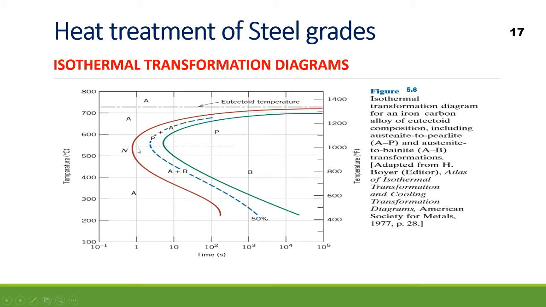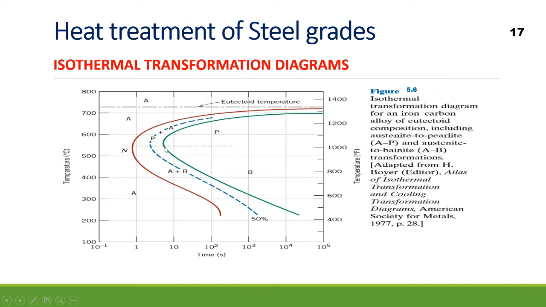So this is the nose of the TTT diagram, and here you see A is austenite, P is pearlite, and A is again austenite, and B is bainite. Fine. So here you see this austenite to pearlite transformation is occurring above the nose of the TTT diagram. On the other hand, the transformation from austenite to bainite will always take place below the nose of the TTT diagram.